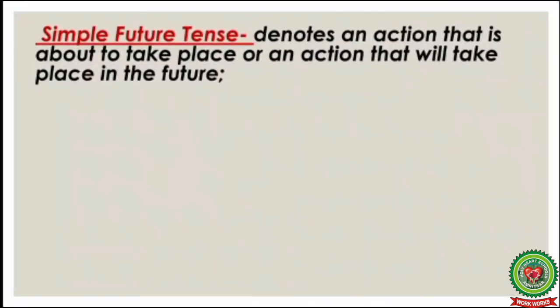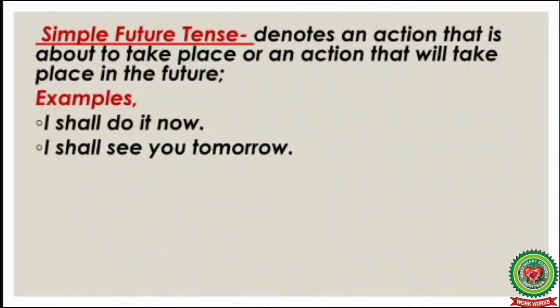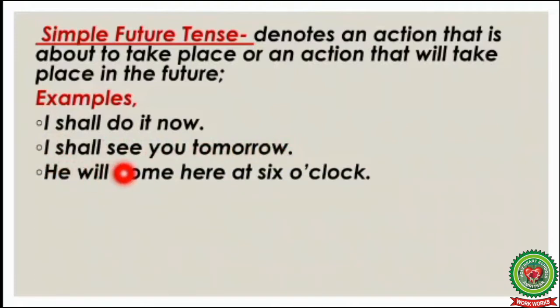Now students, simple future tense denotes an action that is about to take place or an action that will take place in the future. Let's take some examples. I shall do it now. I shall see you tomorrow. He will come here at 6 o'clock. Students, keep in mind that with I and we write shall, and with others we write will.